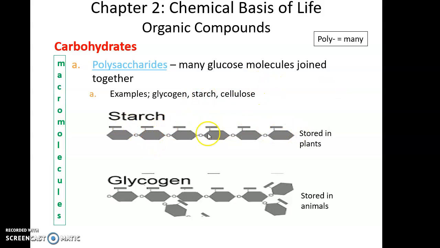So for instance, we have starch. Starch is the type of polysaccharide stored in plants. It's just a long chain of glucose molecules. Then we have glycogen. Glycogen is the way to store glucose in animals. Again, it is a long chain of glucose molecules, but it also has some side branches. So glycogen is how humans, we are animals, can store large amounts of glucose in the form of this macromolecule.